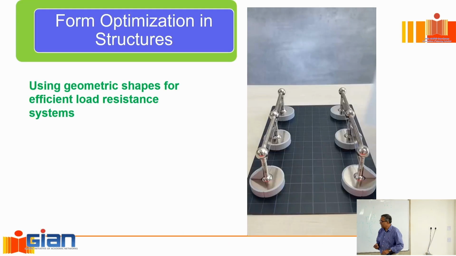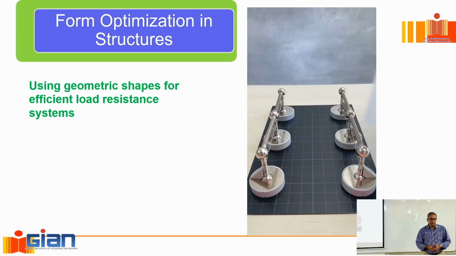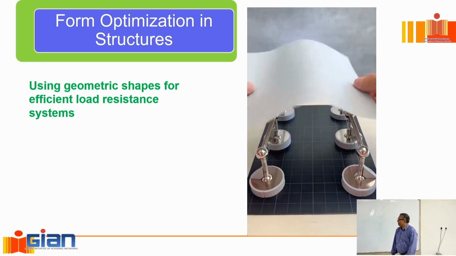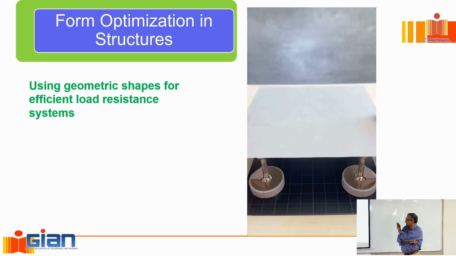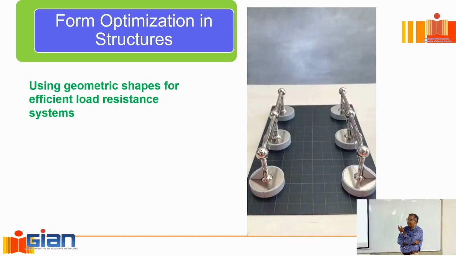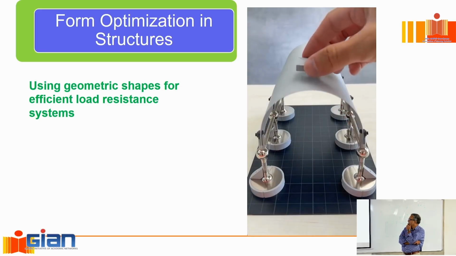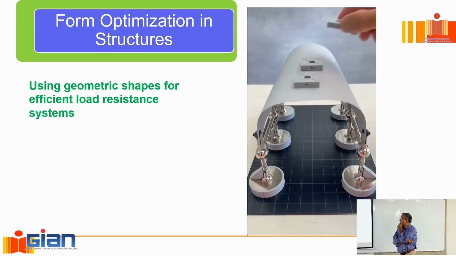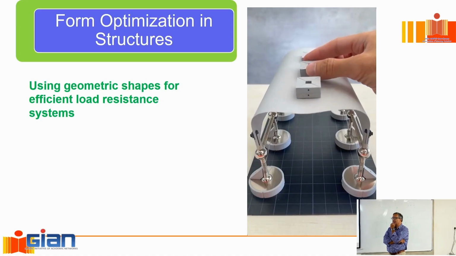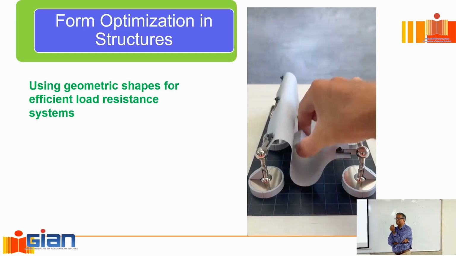Now I want to talk a little bit about shape optimization, what is form optimization. I'll just illustrate this with a video, right? And I did talk about this yesterday. So this is just a flat piece of paper. Can't carry any weight, right? Now, the minute I make it into an arch, suddenly it starts carrying more load. What has changed? This is the shape of the structure. But even that has a limit.